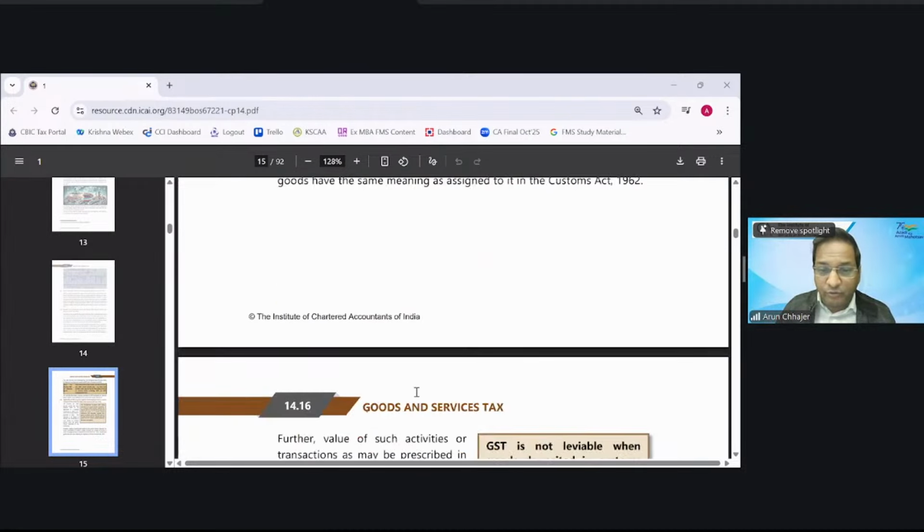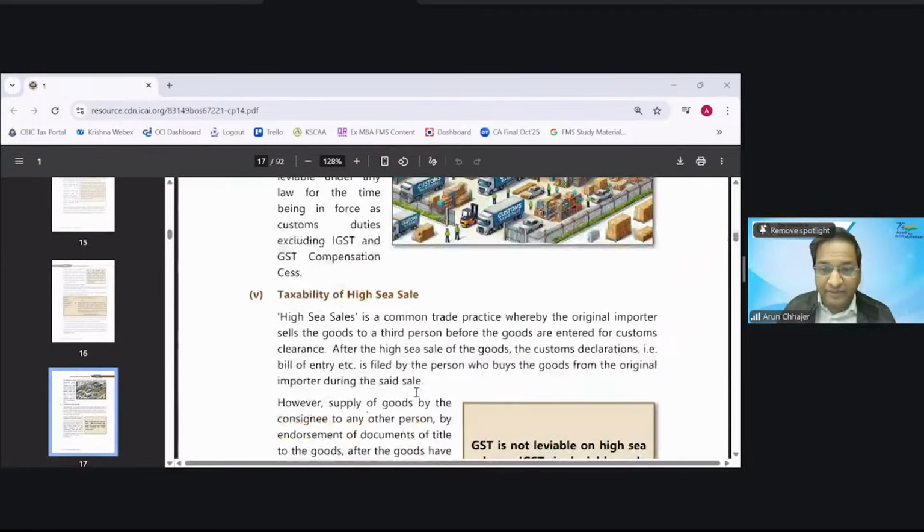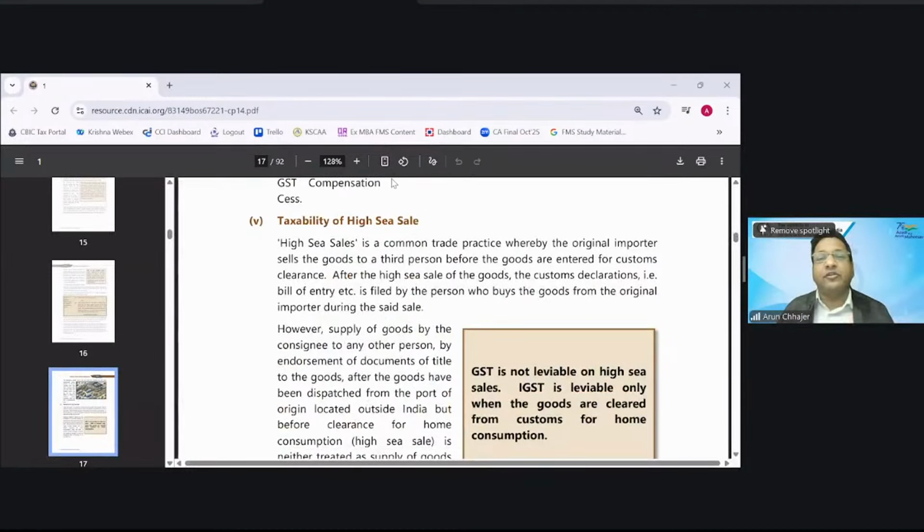Applicability of customs duty on bonded warehouse, that we have discussed, I'm leaving for the time being. Taxability of high seas sale. Now tell me whether high seas sale is taxable or not taxable. Whether high seas sale is taxable or not taxable. Answer is no. Why no? Why no?